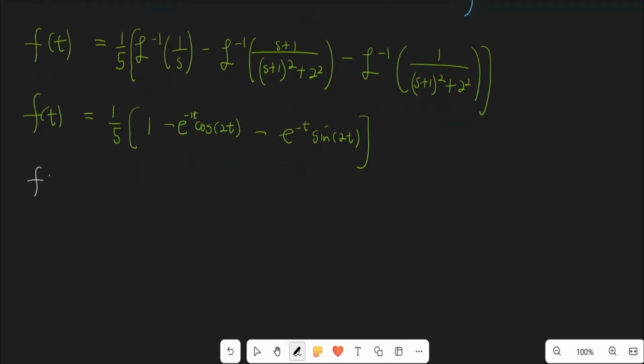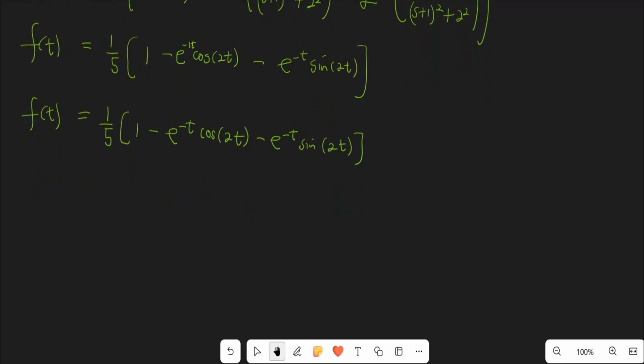So let's write the f of t properly. I'm sorry, this one is green. So f of t is equal to 1 over 5, and now into 1 minus e to the -t cosine of 2t minus e to the -t sine of 2t, like this. Cool. So this is f of t.